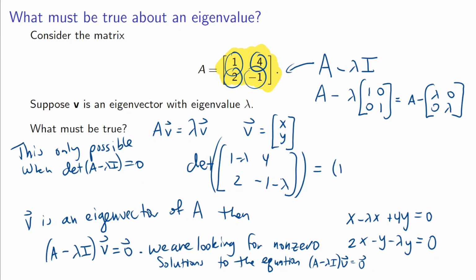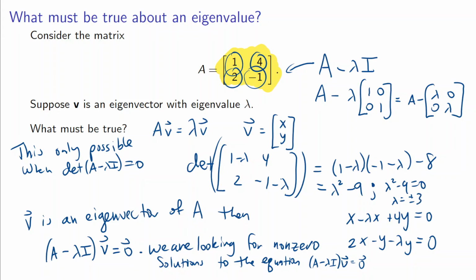So it's going to be (1 minus lambda) times (negative 1 minus lambda) minus 8. And we want this to equal 0. Let's clean this up a little bit. If we expand this out, we'll get a lambda squared, and then a plus lambda and a minus lambda. So those middle lambda terms will cancel, and a minus 1 and then a minus 8. So this becomes lambda squared minus 9. So we're looking for lambda values such that lambda squared minus 9 equals 0. We can solve this pretty easily to get lambda equals plus or minus 3.